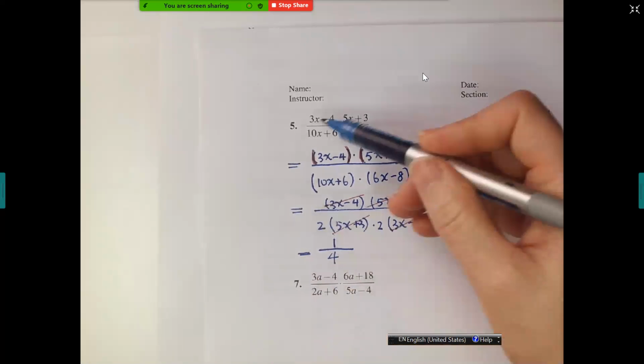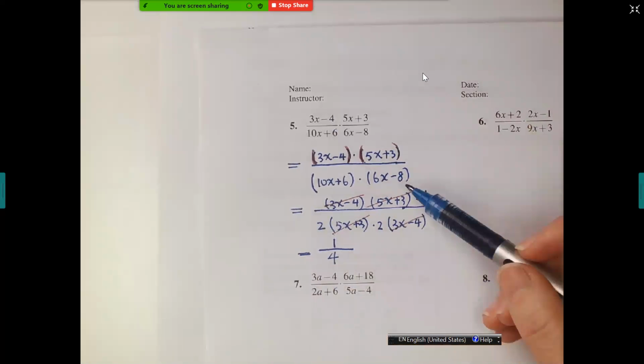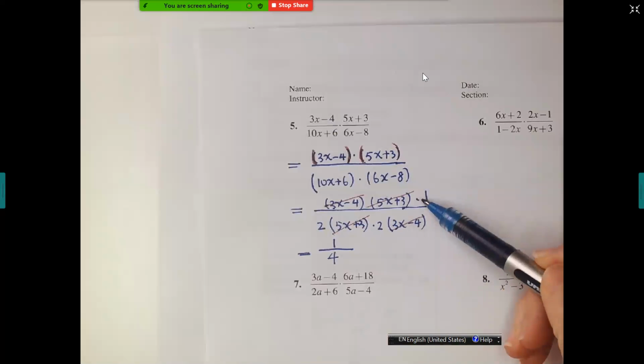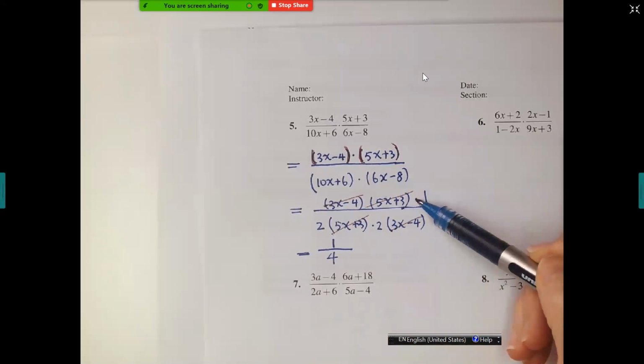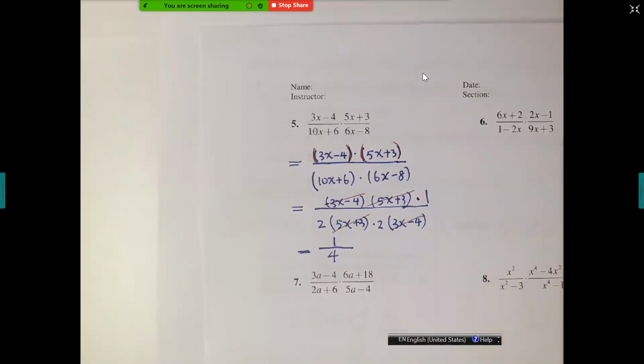Okay, so this example, I like this example very much. A very common mistake happens if we don't pay attention to this. So if there is nothing left on the top, always put 1 there. Okay, so now let me grab another one.